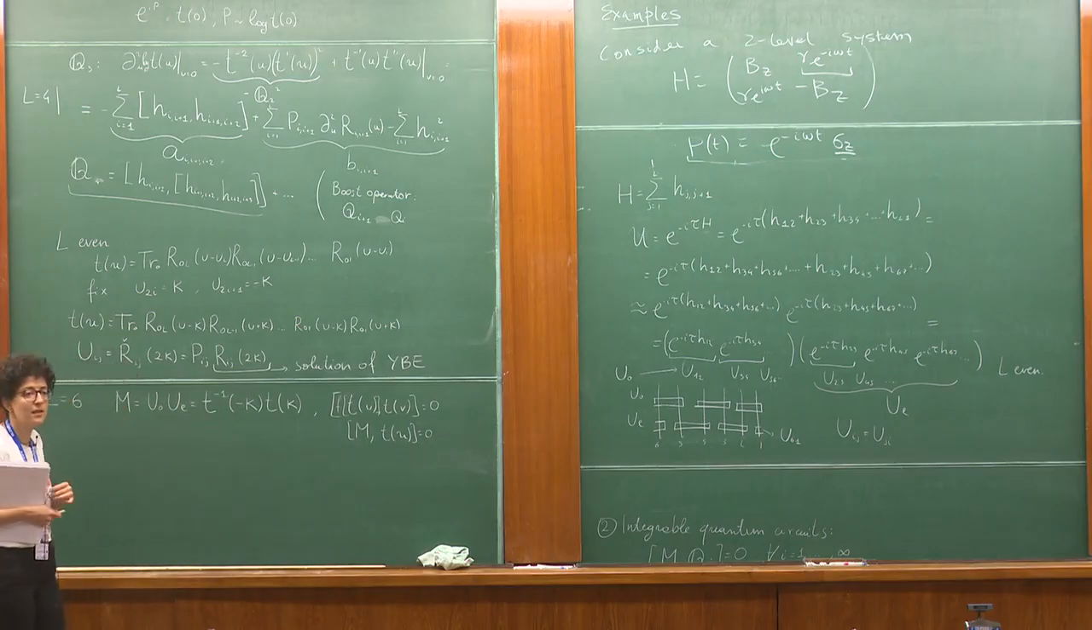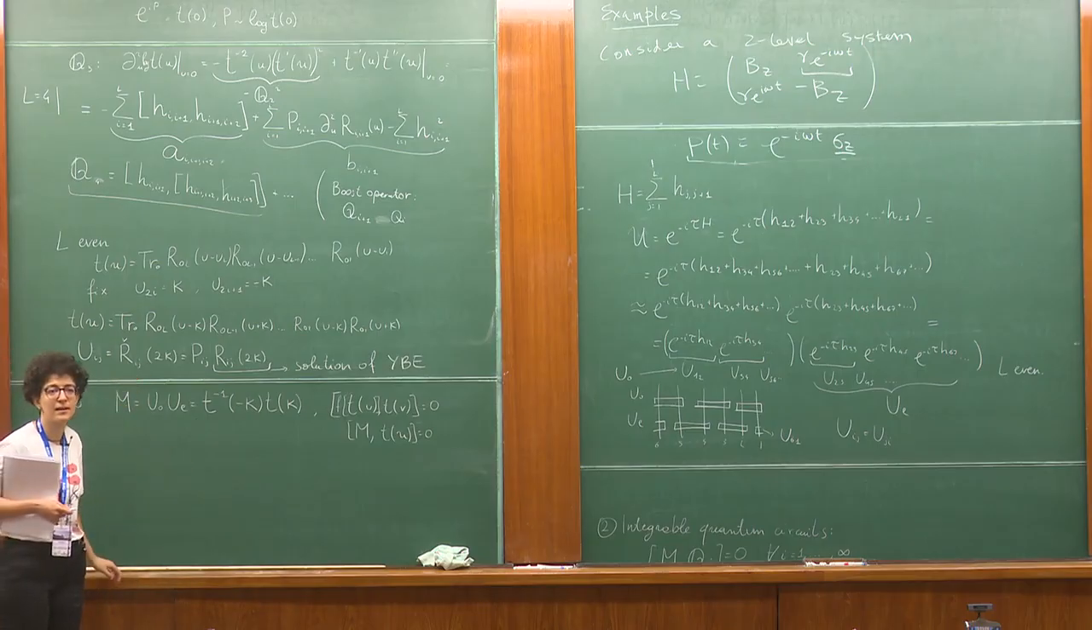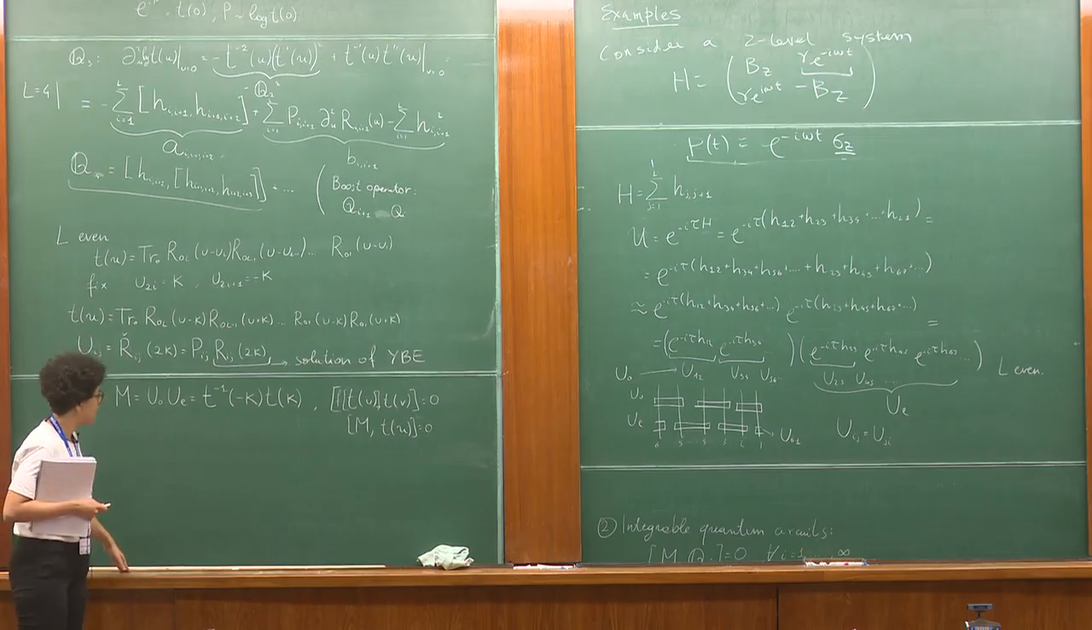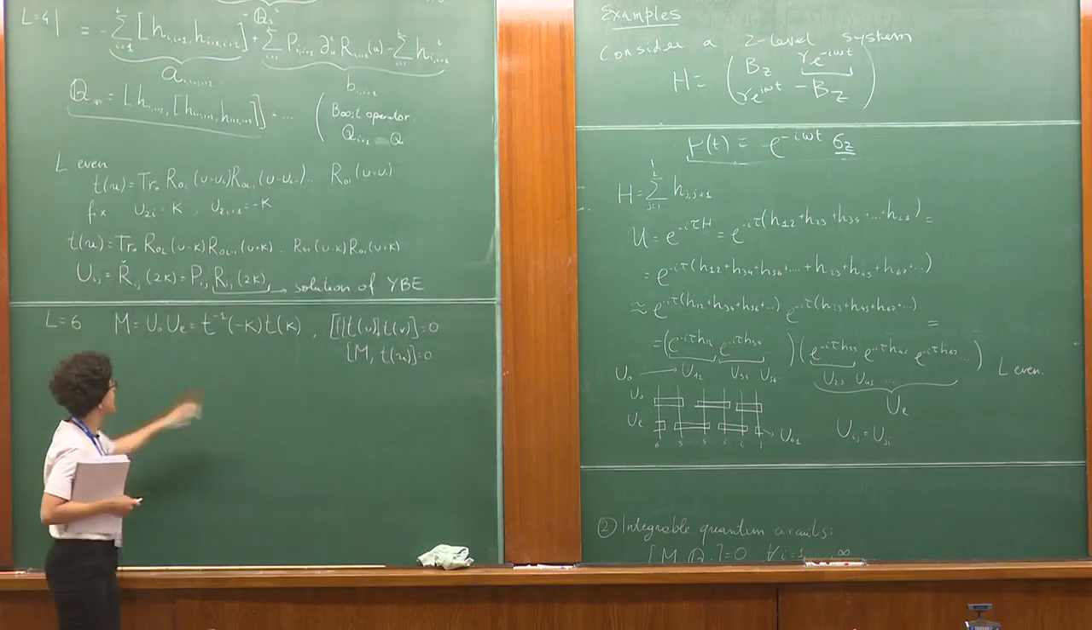Yes? So this Lax has to be a solution of RLL? Yes. Yeah, this is the only thing that we use. You can construct a circuit if R is a solution of Yang-Baxter or Lax is a solution of RLL. Okay, let's show this explicitly.